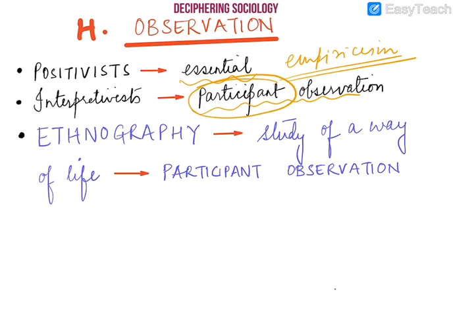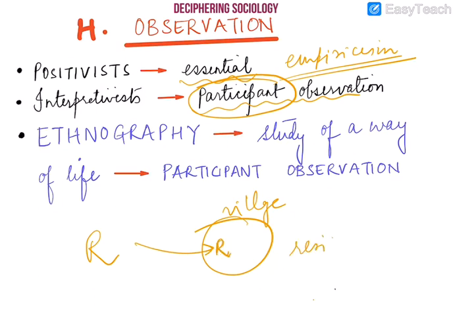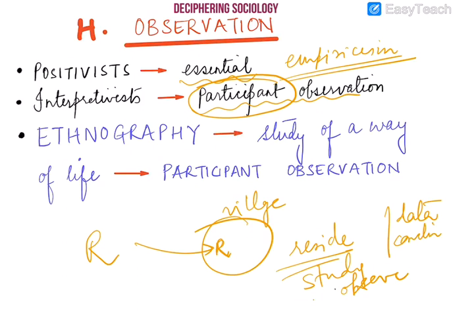What happens in a participant observation? Here the researcher becomes a part of the social life that he is studying. Suppose this is a researcher and this is the village which he or she is supposed to study, then the researcher will become a part. The researcher will come here, reside with the people of the village, study, observe, and come up with data and conclusions. So he becomes a part of the social life that he or she is studying.